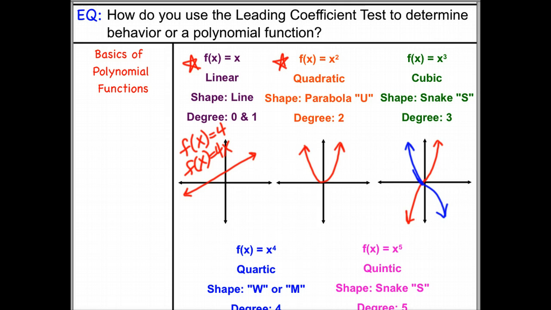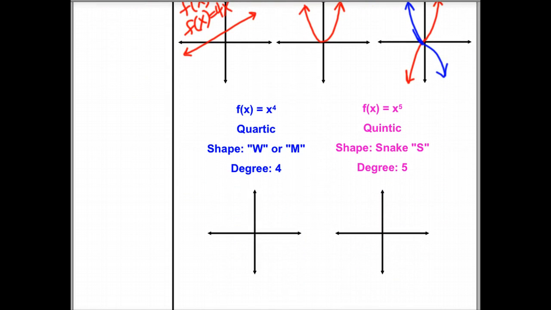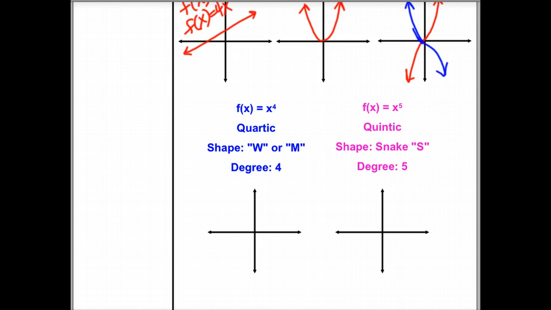Our next two are the ones that are brand new to you this chapter. Our fourth degree is our quartic, which is the one that a lot of you guys have a hard time remembering. You keep wanting to say quadratic, but the easy way I think of to remember it is there's 4 quarts to a gallon. Therefore, quartic means 4. These are going to be a W shape or an M shape. This is going to look something like this, or this. And these are 4th degree polynomials.